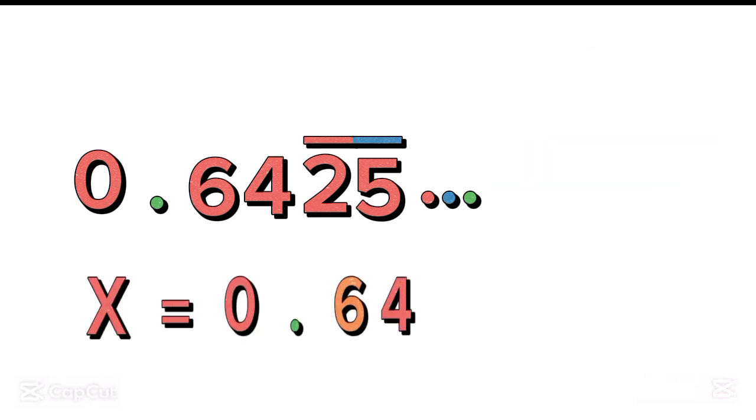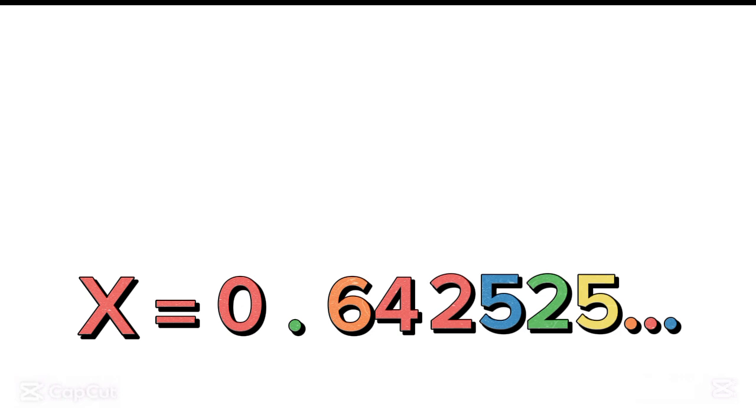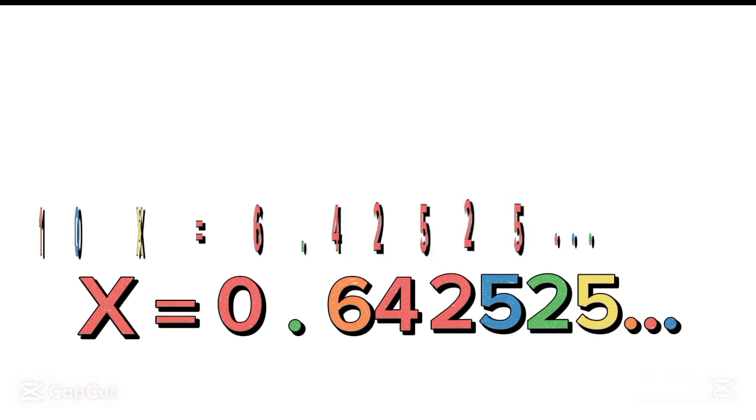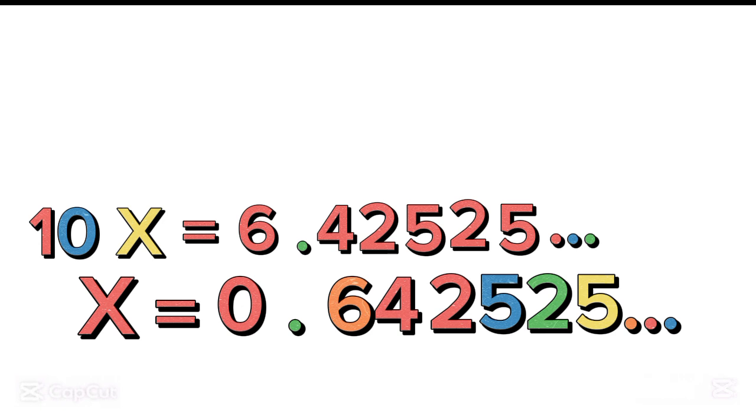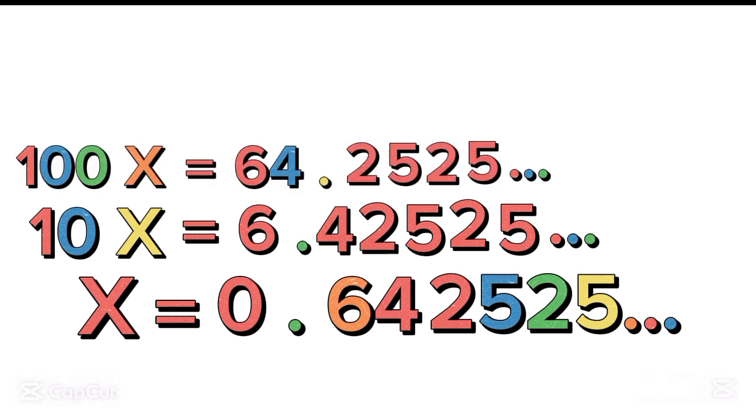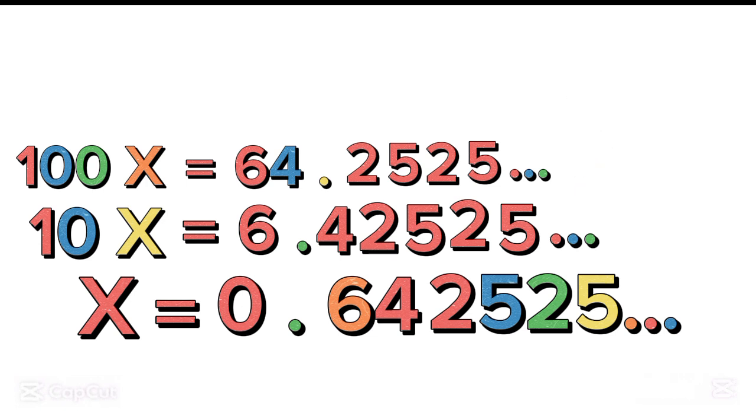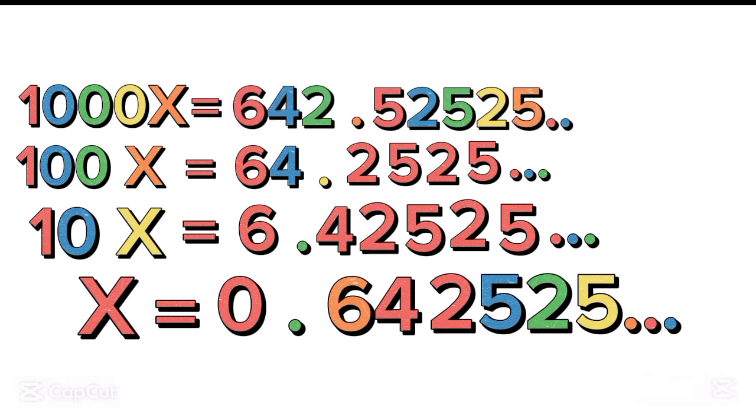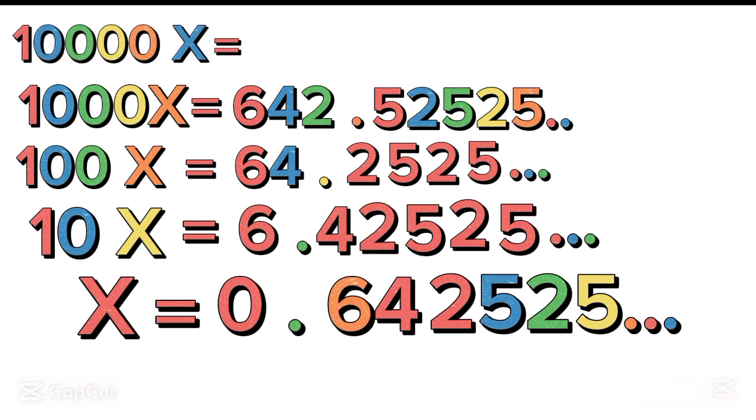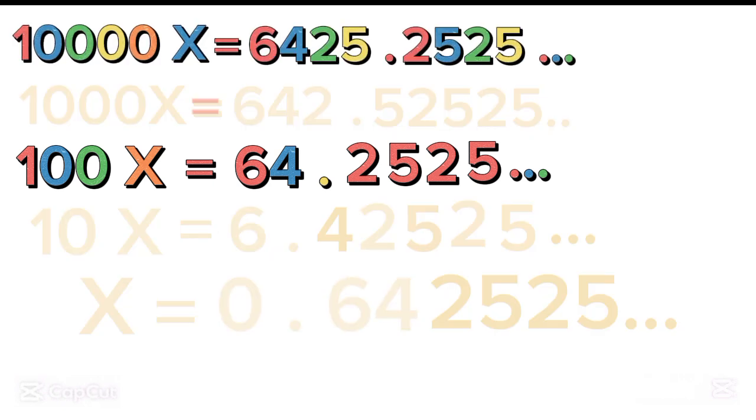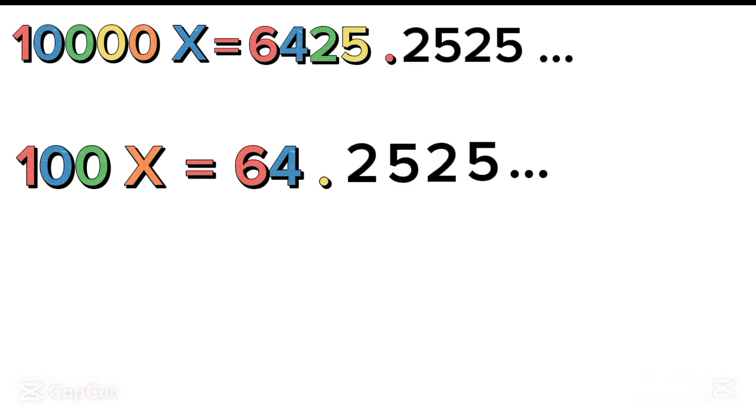Start with x equals 0.64252525, and multiply by 10. 10x equals 6.4252525. Not quite right yet. Multiply by 10 again. 100x equals 64.252525. Not there yet. Let's give it one more try. 1000x equals 642.5252525. Again multiply by 10. 10,000x equals 6,425.252525. And there it is. The repeating part finally matches up.